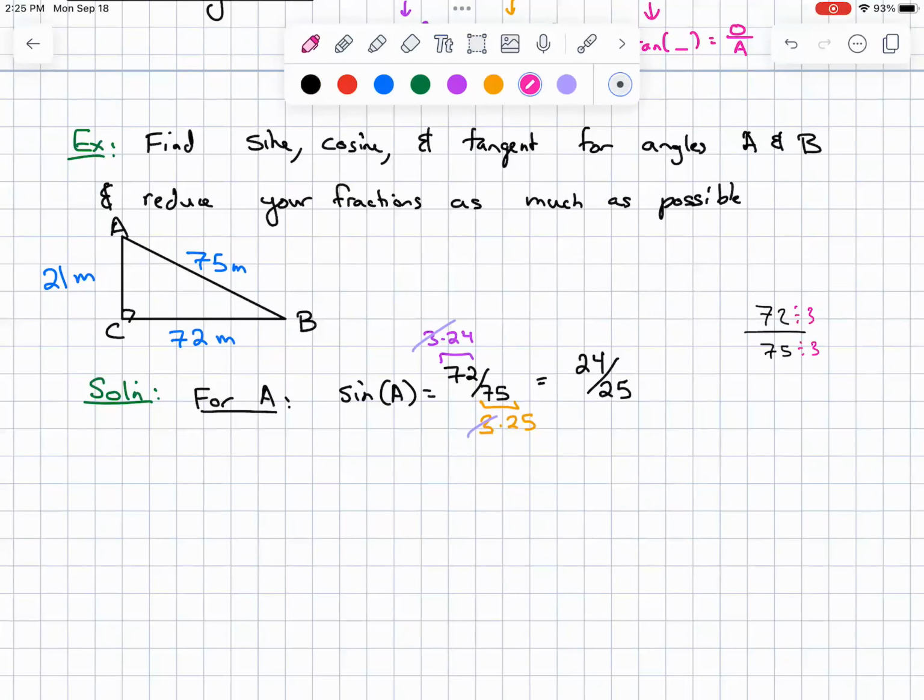But a little thought bubble. Side note land. Okay. Sine of A is done.